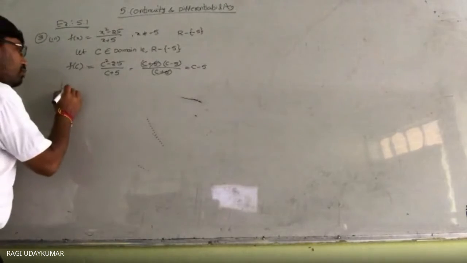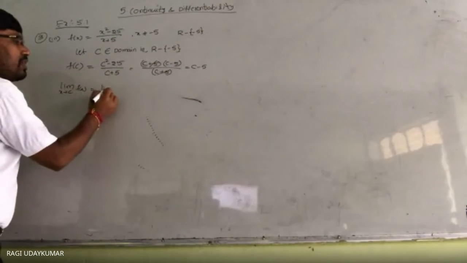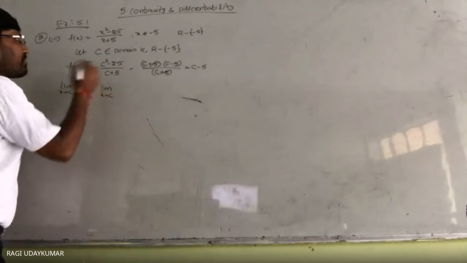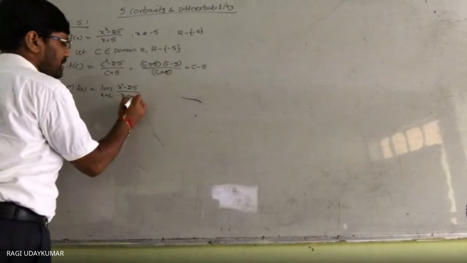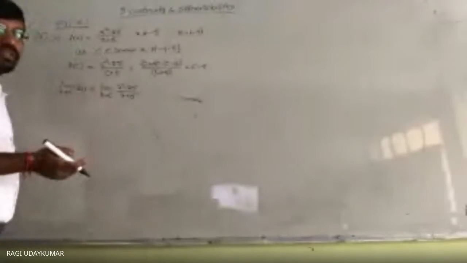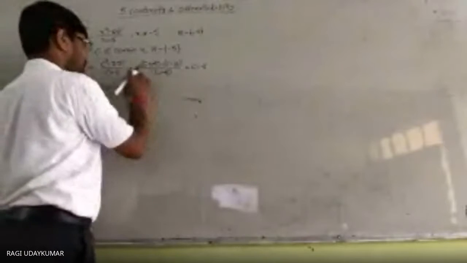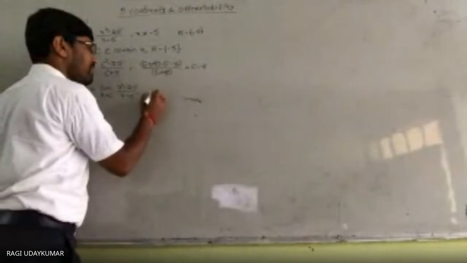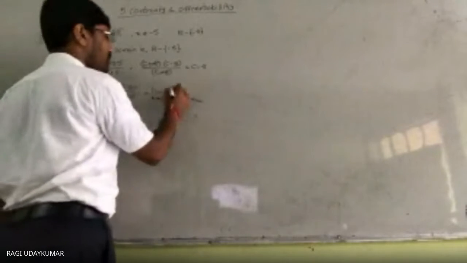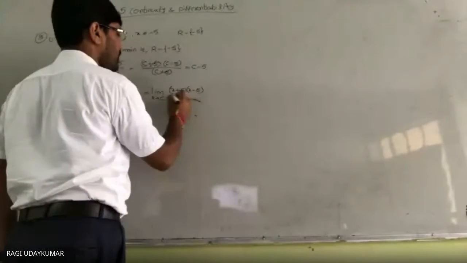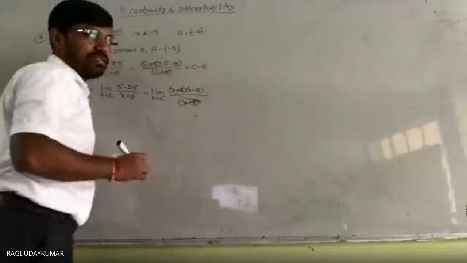Even when you go for the limit x tends to c of f of x, the f of x value is x square minus 25 by x plus 5. When you substitute c directly here also, you are not supposed to substitute. इसको simplify करना है first. So how do you simplify it? Limit x tends to c, (x plus 5) into (x minus 5) by (x plus 5). The x plus 5 will get cancelled.